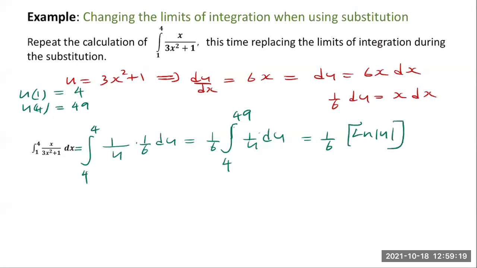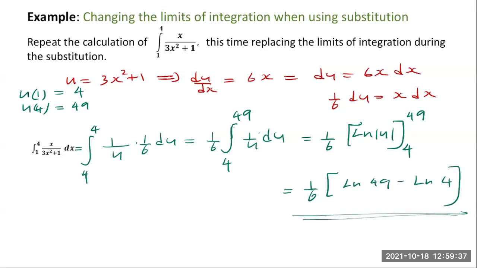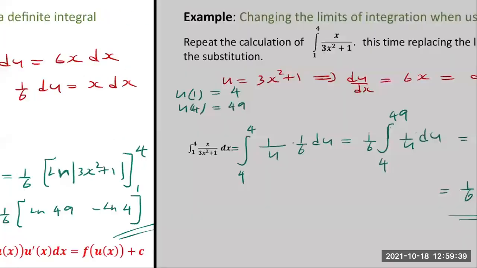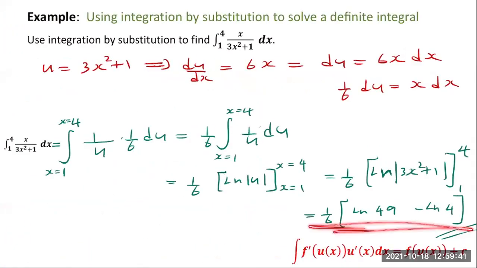Now you can plug in these limits straight away because those are u limits. These are not x limits. These are u limits. So you can plug in those limits straight away and you will come up with the same answer, 1 over 6 times ln 49 minus ln 4. That's the final answer, and that's the same as the answer that you obtained in the previous method.